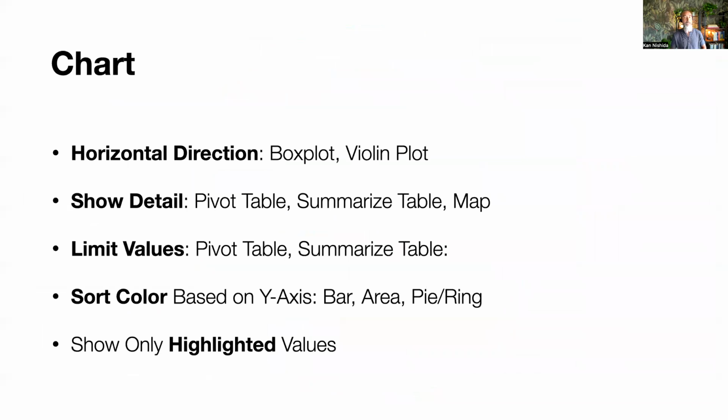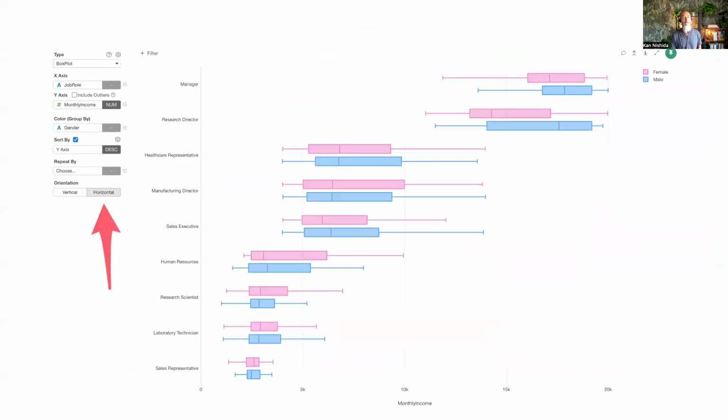These are the areas we improved in this release. We improved minor things that are not listed here too, but these are the main things we did. So let's go one by one. First, horizontal support for the box plot as well as the violin plot. This horizontal layout was supported for the bar chart, error bar, and so on, but now we brought that layout to the box plot and the violin plot.